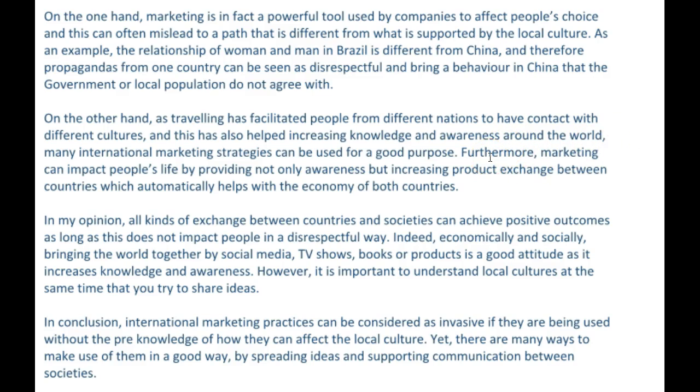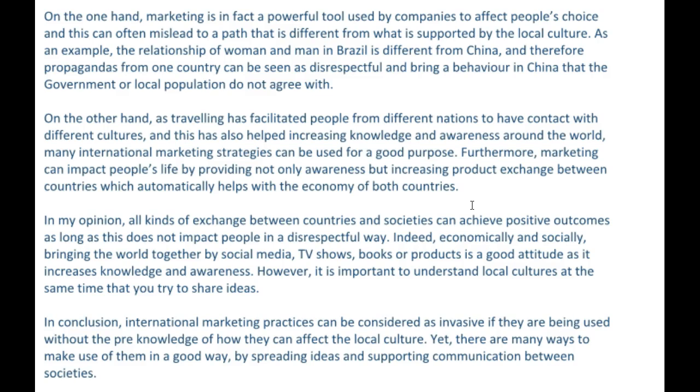Let's take a look. Marketing can impact people's lives by providing not only awareness, but increasing product exchange between countries, which automatically helps the economy of both countries. Okay, develop that. All right, it's a new idea. So basically you've got these two ideas here, and you haven't developed them. Now, in the previous paragraph, you told me your idea, and then you gave me an example. I want the same thing here. Support it. Support it either explaining what you mean or giving me an example of what you mean.